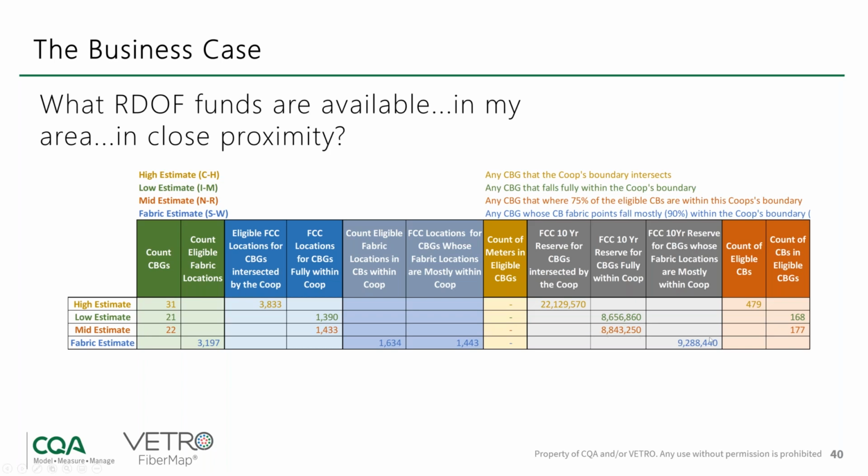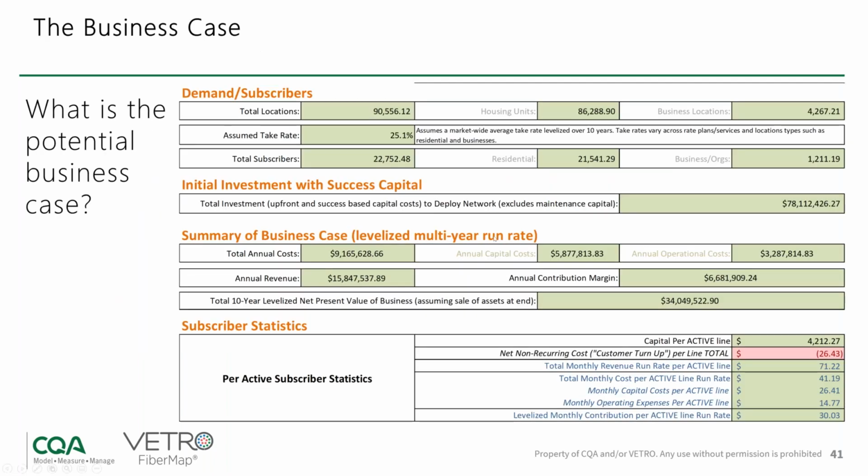And then finally, you can look at locations. Where are the locations in which mostly all of them fall within my boundary? Again, it jumps up to 9.2. So again, just a way to look at that RDOF funding to make sure you make the right decision of where you want to bid at. Then you can put together the business case.